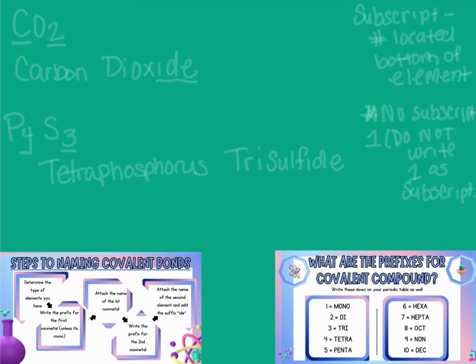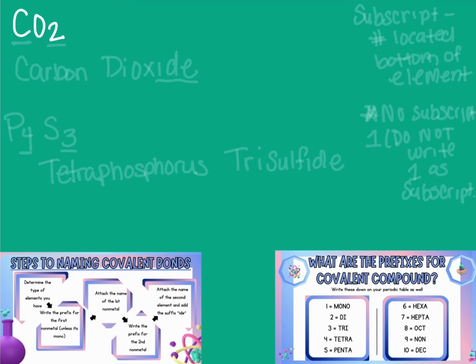Down below, I have some steps that will help you write out your covalent names. And then at the right hand side, I have the prefixes that are needed in order to write out the covalent compound. Now, we're going to do an example. We're going to start off with CO2. Both carbon and oxygen are considered nonmetals, so that will qualify CO2 as a covalent bond.